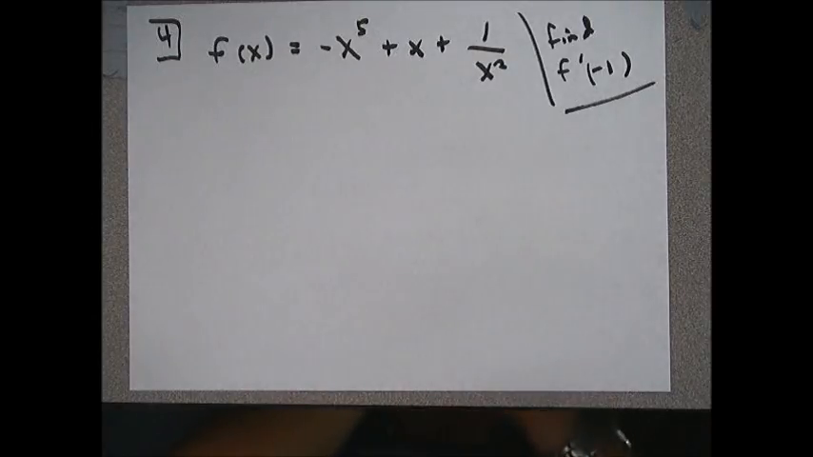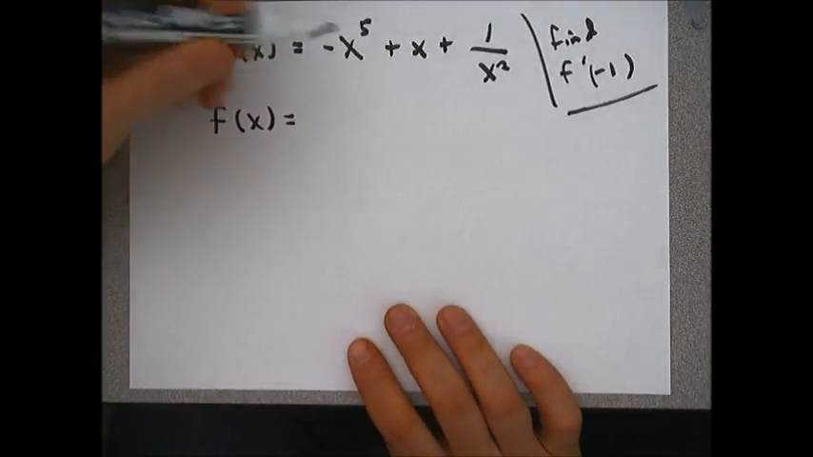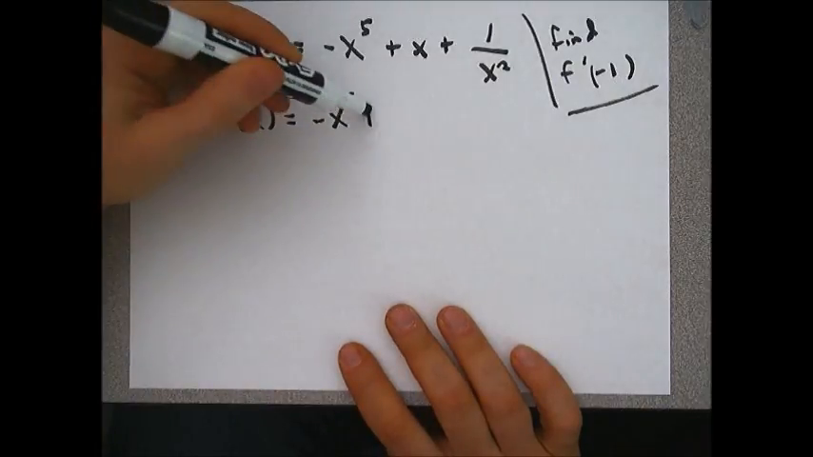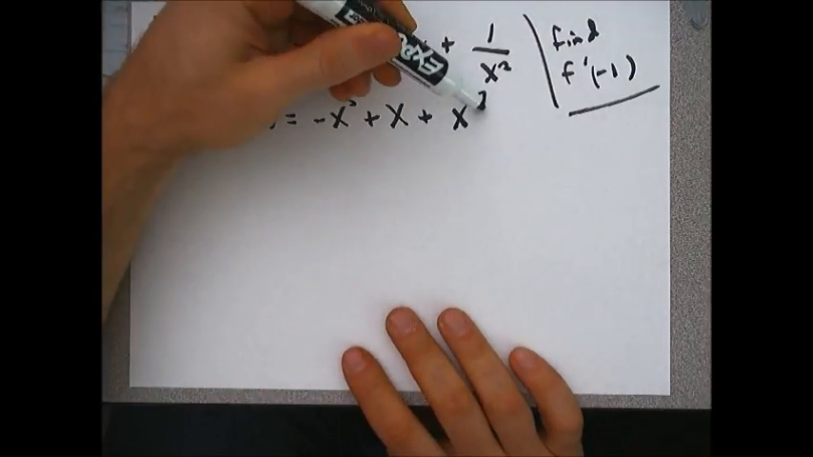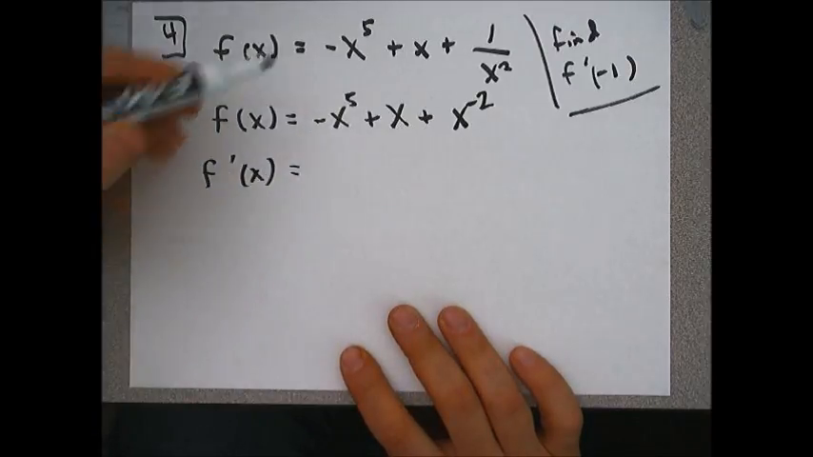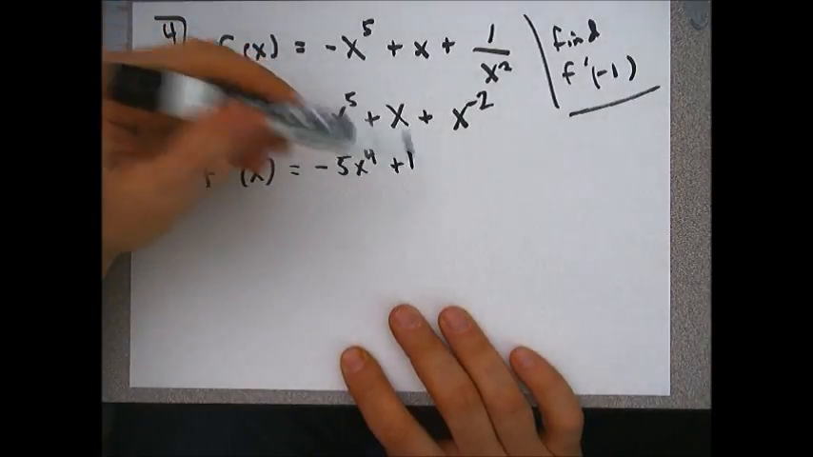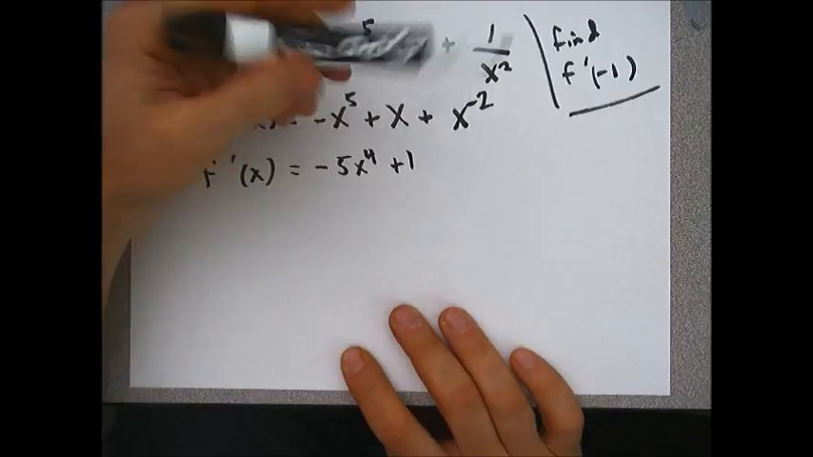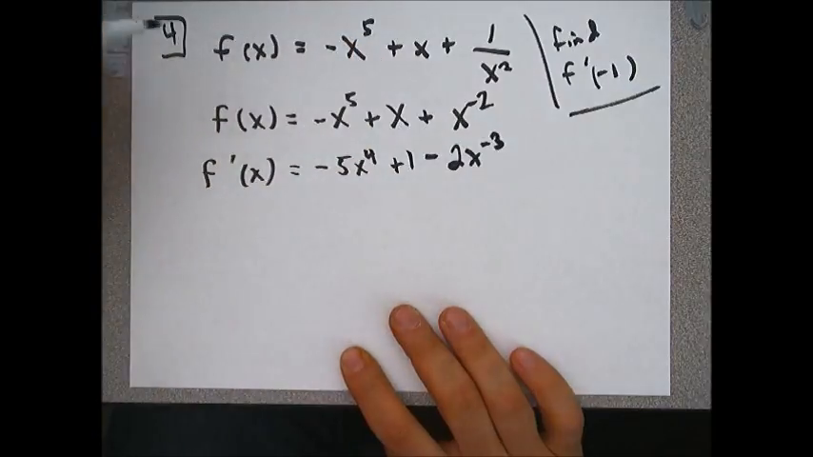Number 4, f of x is equal to this equation, find f prime of -1. Before you find the derivative, rewrite the original. So we're going to say the original is equal to negative x to the 5th plus x plus, I'm going to rewrite 1 over x squared and call this x to the -2. Now I want to take its derivative, so f prime of x is equal to negative 5x to the 4th plus 1. The 2 is going to come out front, and it's a negative, so this would be minus 2x to the, dropping it by 1, the -3rd power.